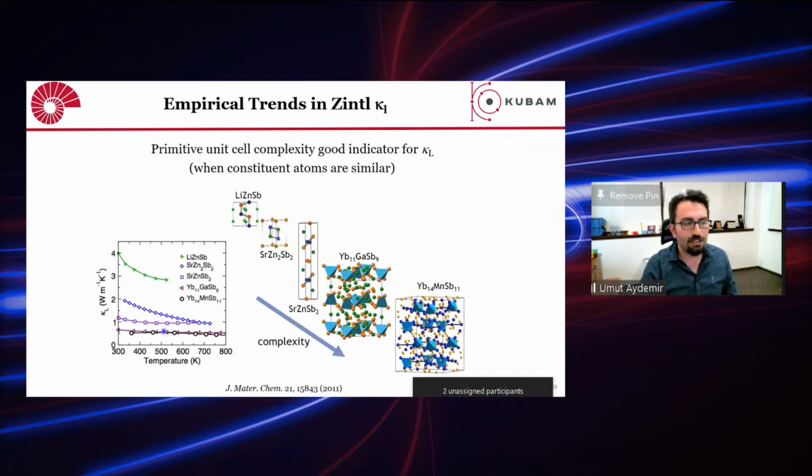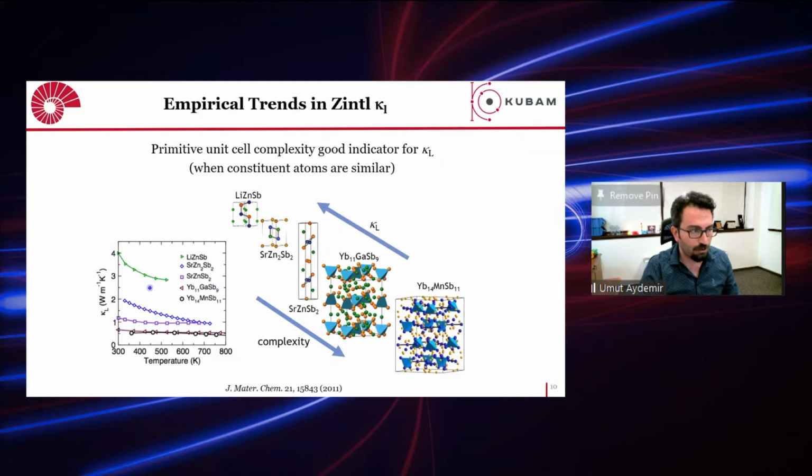And you can see that there's a trend as you increase the complexity of the crystal structure, for example, in the Zintl phases, then the lattice thermal conductivity even drops down significantly, as you can see here. This has only 6 atoms per unit cell. This has 208 atoms per unit cell. And you can see that this shows the lowest thermal conductivity.